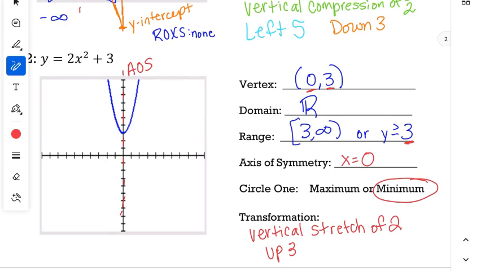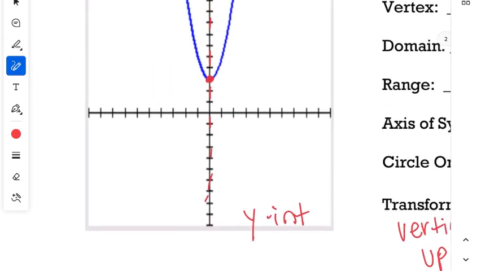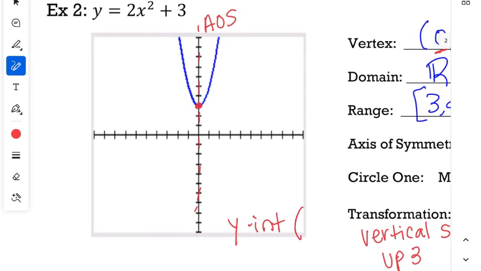Okay, good. And then we also need to write our y-intercept and our x-intercept. What's our y-intercept? Yep, so y-intercept. I always abbreviate it like that. Y and then int for intercept. It's at 0, 3. For the y-intercept, the x is always 0. The y is the number because it's a y-intercept, so the y should be a number. And then our rocks. Do we have any rocks? Nope, none.